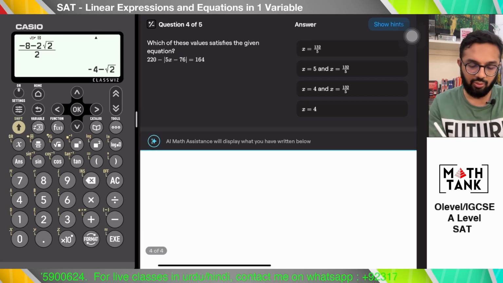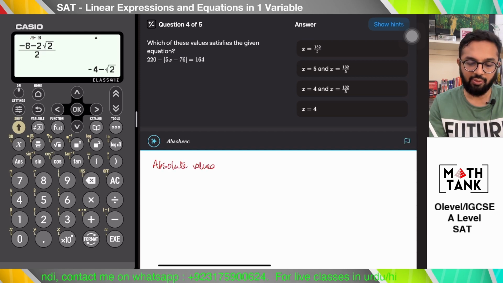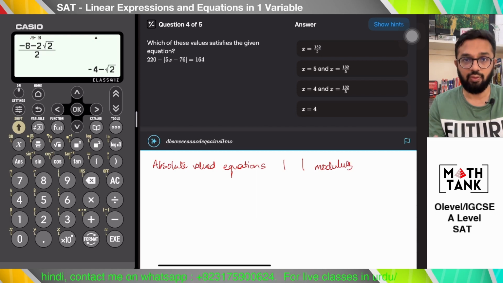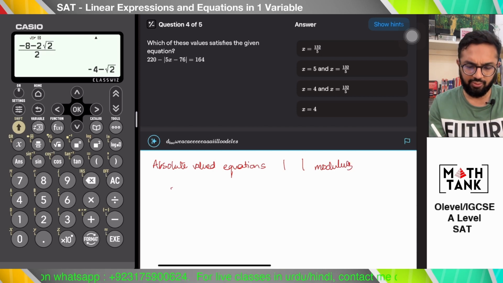Now this is a question on absolute valued equations. Absolute valued equations involve the modulus sign. These two bars are called the modulus. And when you remove a modulus, there's a particular way of removing it. I'm going to remove it in a particular way here.